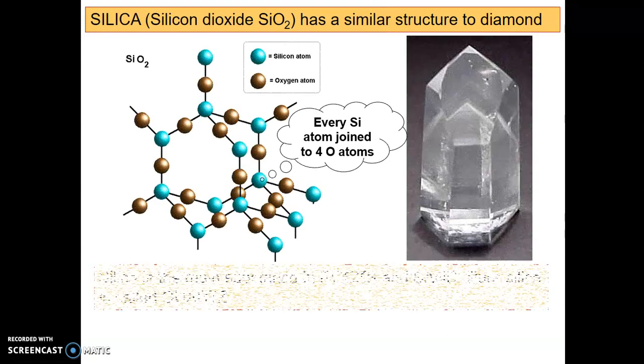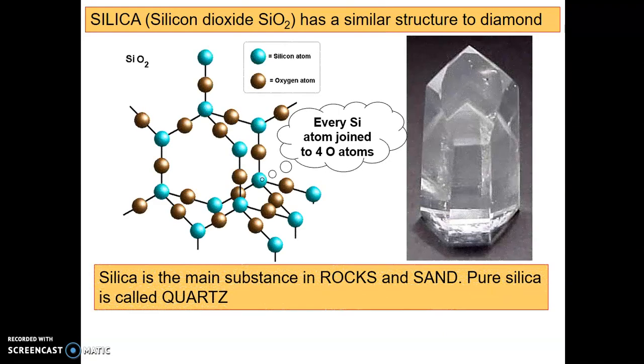We don't need to worry about silicon dioxide. It doesn't do any harm to be aware of it, but it has a similar structure to diamond, except it's not made of carbon. It's made of silicon and oxygen atoms bonded. But again, every silicon atom is bonded to 4 oxygen atoms, and that repeats through the whole structure.